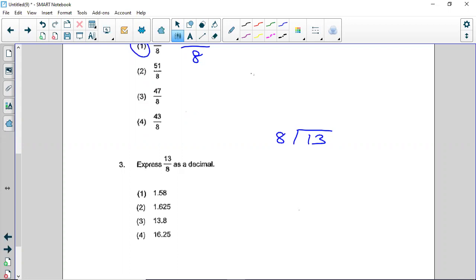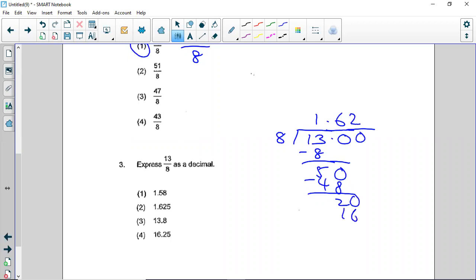You have 1 times 8 will be 8, and that's a remainder 5. So how do you continue dividing? You change the whole number into a decimal, raise up the decimal point, and then pull the 0 down, and then you have 6 times 8, 48, and that's a remainder 2. Add 1 more 0, pull the 0 down, and then 2 times 8 will be 16, and there's still a remainder. So add 1 more 0, pull the 0 down, and then 5 times 8 will be 40. So the decimal after you divide is 1.625. Answer number 2. So fraction is always dividing. Ms. Tong told you many times already.